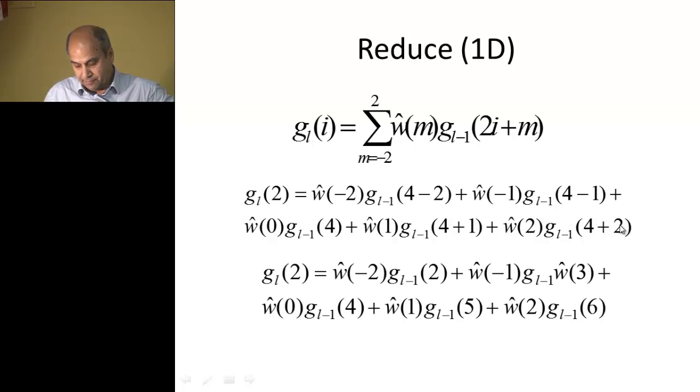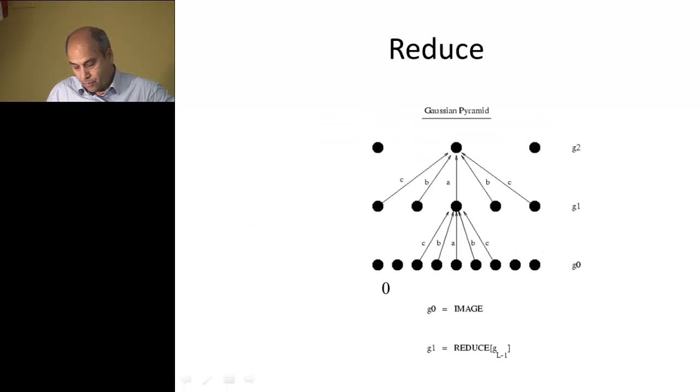So we can simplify this. This will become 4 minus 2 is 2, and 4 minus 1 is 3, and so on. So these are the relevant pixels we are going to use to compute the response at pixel number 2. And these are the weights of the mask, and these are the actual intensity values from the previous level. So it's simple convolution in one dimension. So it looks like that.